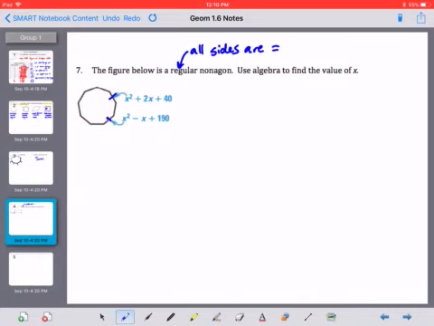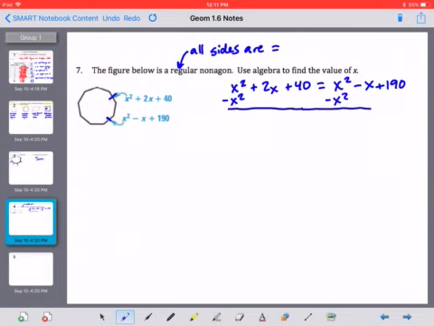So we can use algebra and set those two expressions equal to each other. x squared plus 2x plus 40 is equal to x squared minus x plus 190. And I know you're looking at it and saying, oh my gosh, there's an x squared. But check this out. We're going to start by subtracting x squared from both sides. And good news bears, they actually cancel. So this and this go away. And now we're just left with 2x plus 40 equals negative x plus 190.